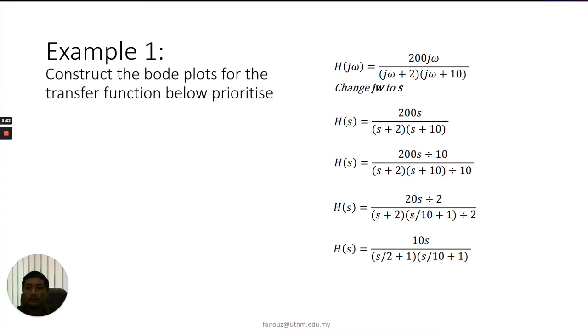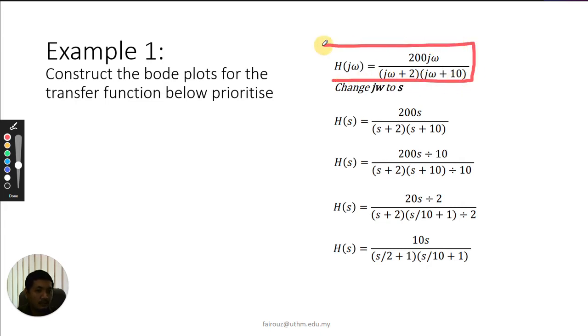Okay, in this example, we will construct both plots for the transfer function as shown here. So we will plot the magnitude plots and the phase plots. In this example, the transfer function is given as shown here: H(jω) equals 200 jω over (jω plus 2) times (jω plus 10).